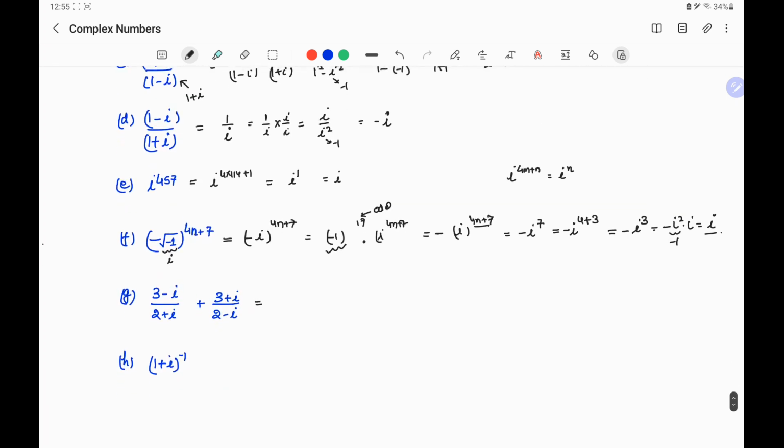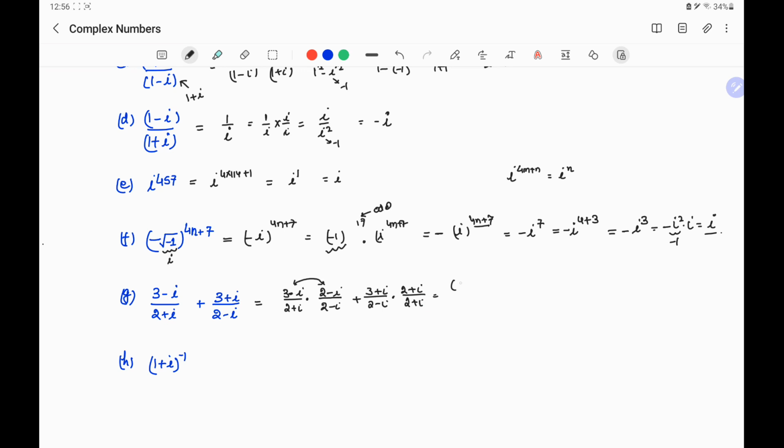Next part is (3 - i)/(2 + i) + (3 + i)/(2 - i). So we multiply and divide the numerator and denominator by their respective complex conjugates. We will have (3 - i)/(2 + i), and multiply with the conjugate (2 - i)/(2 - i), replacing i with -i. Similarly, for the other term, it will be (3 + i)/(2 - i), and the conjugate is (2 + i)/(2 + i).